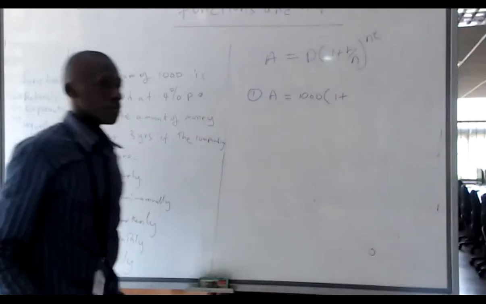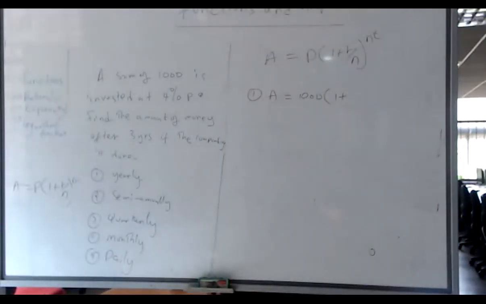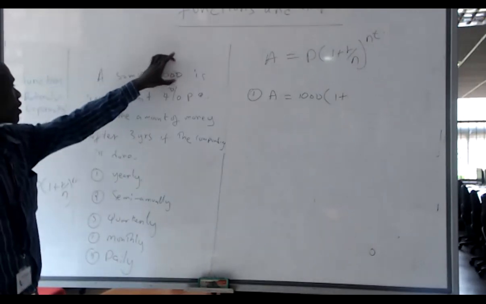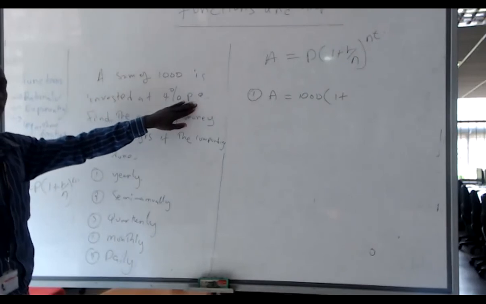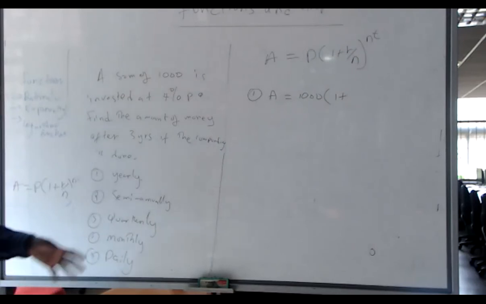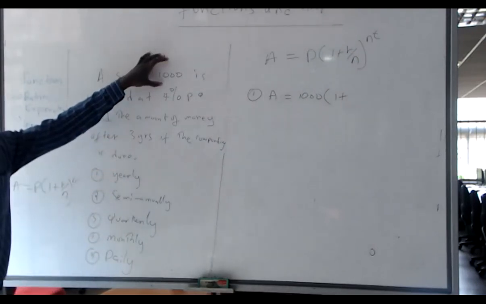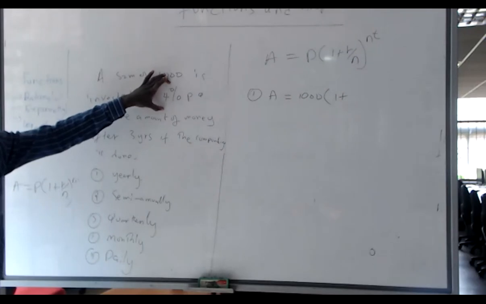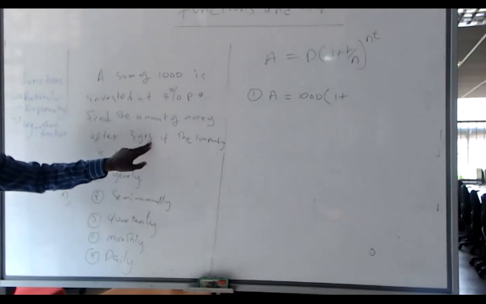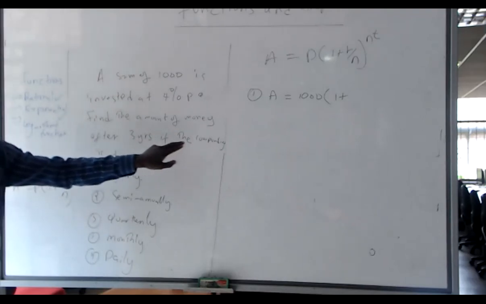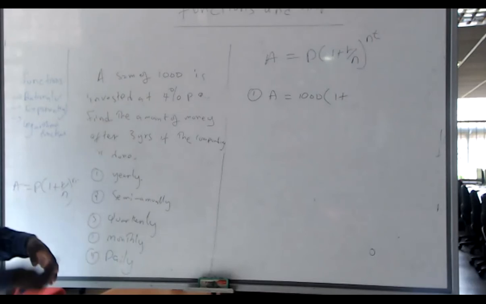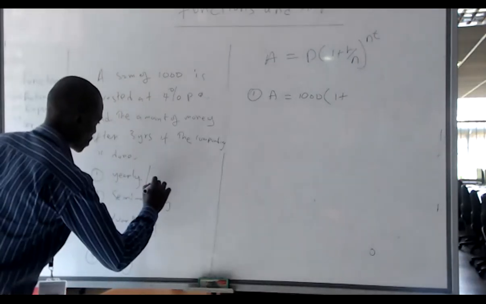Sorry, sir. Could you please read what you actually wrote? Yes. A sum of 1,000 is invested at 4% per annum. So 1,000 is the principal amount. 4% is the interest rate per annum. Find the amount of money after 3 years. So the time is 3 years. If the compounding is done yearly, or if you also write annually, it's the same.